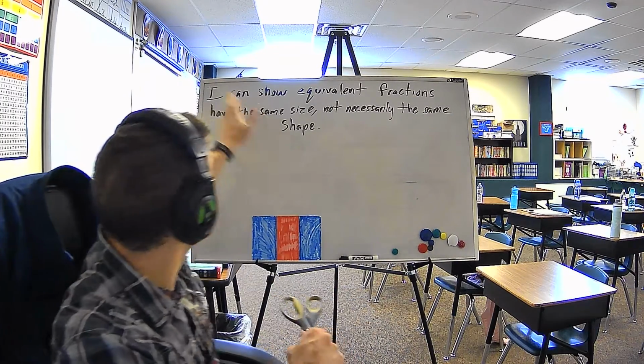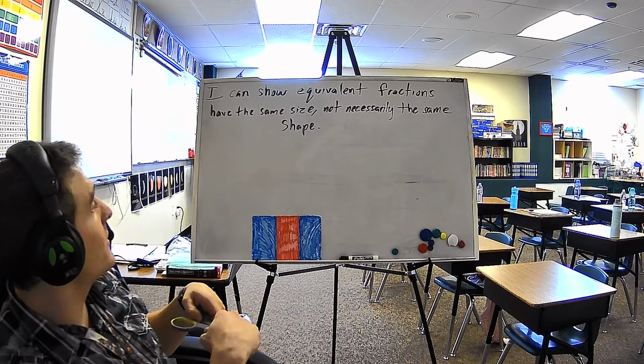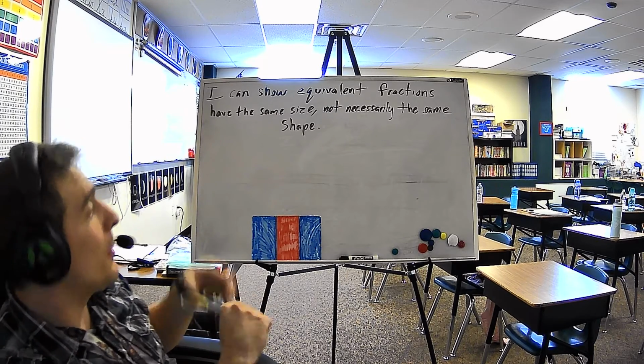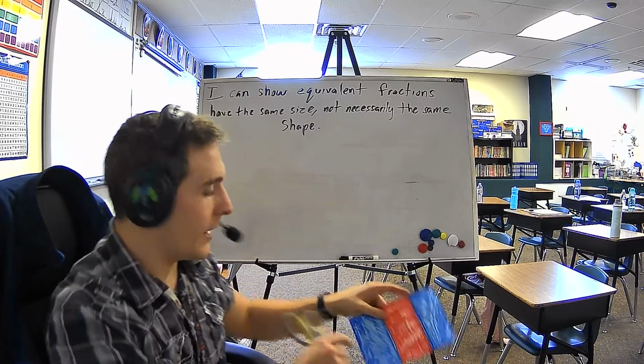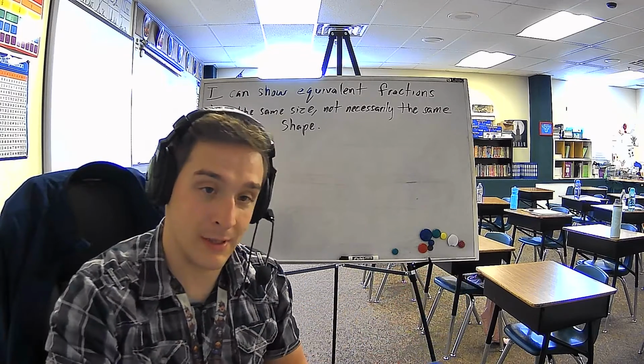So, today's going to be a relatively short lesson because it's going to be a lot more of a visual, and this visual can only kind of be done one time because I'm going to be cutting some stuff up. So, today, our entire goal is to show that equivalent fractions have the same size, but not necessarily the same shape. And so I have here a little piece of paper to help represent this.